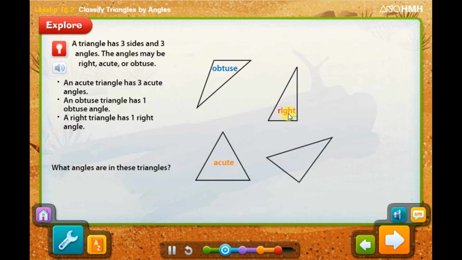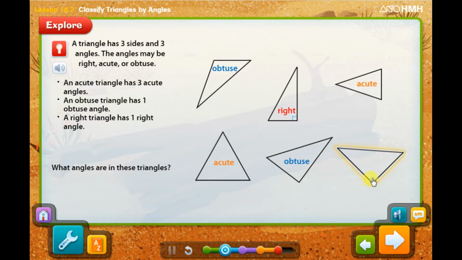Let's find out what kind of angles are in this triangle. It's obtuse. If it has an obtuse angle, its name is obtuse. This is an obtuse triangle. Let's look at another triangle. Acute, acute, acute. Of course, it is acute. It has 3 acute angles, so it is an acute triangle. Let's look at one more triangle.